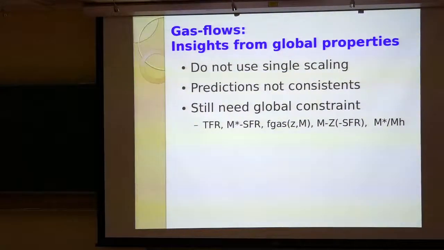So this is my takeaway from the global properties of galaxies on gas flows. Do not use single scaling relations. That's not sufficient to constrain outflows or inflows because they tend to be degenerate. So far, the constraints or predictions are not completely self-consistent. And there is still room for using new surveys for mass, gas fractions, metallicity, especially when you have both pieces of information at the same time, in addition to the other known main sequence and baryon fractions, to put strong constraints on the outflow and inflow of galaxies.